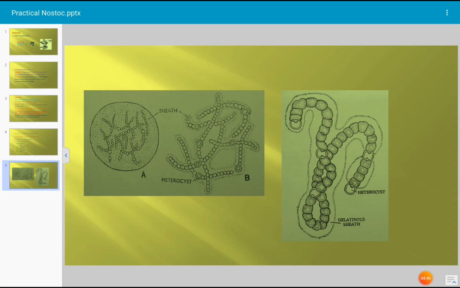In the second photograph, vegetative cells are shown, and some cells are enlarged or slightly larger cells which are called heterocysts, that are also shown in the photograph.